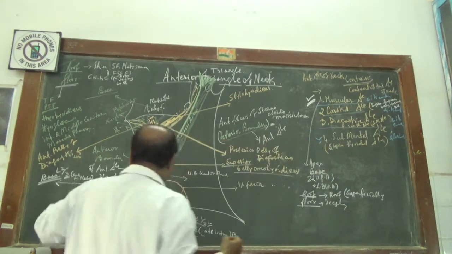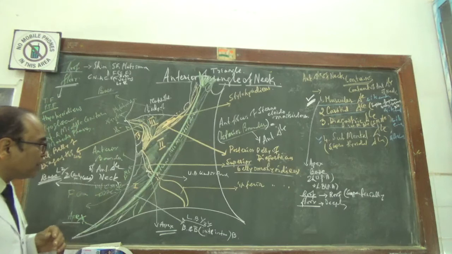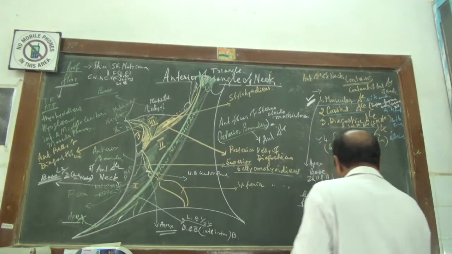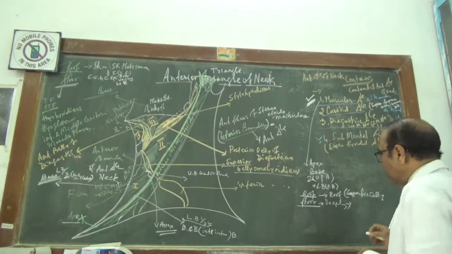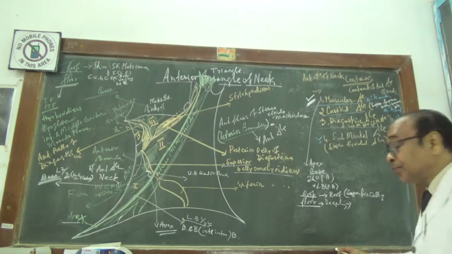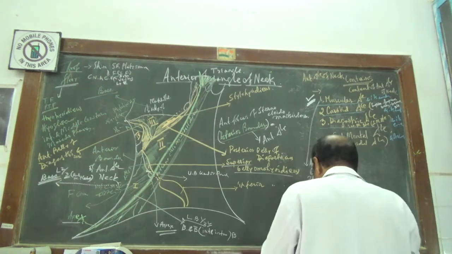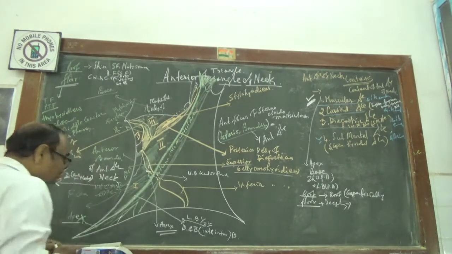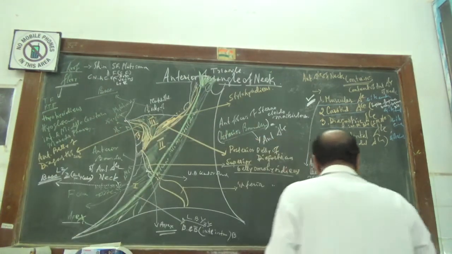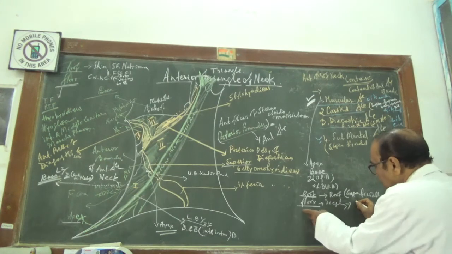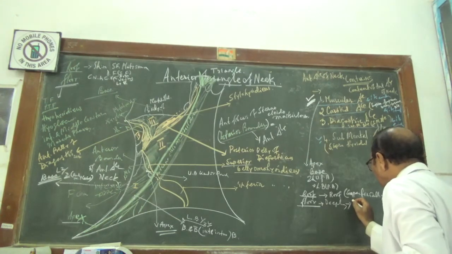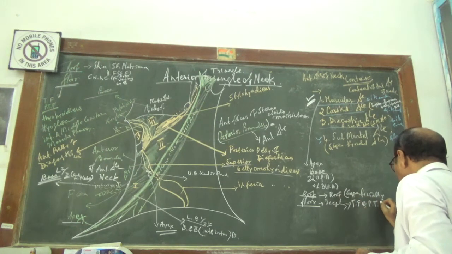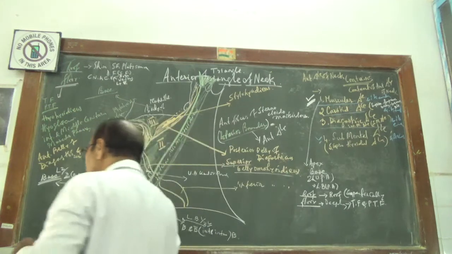The floor of the muscular triangle is nothing but the muscles. Those muscles, you will get. Those are, rather, the floor-forming ingredients of the muscular triangle: the tracheal fascia and the pre-tracheal fascia. These are the floor.